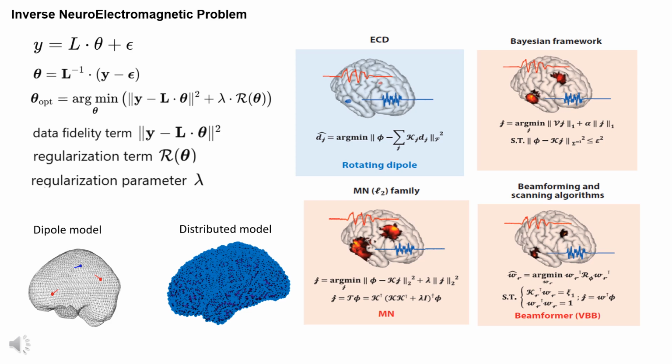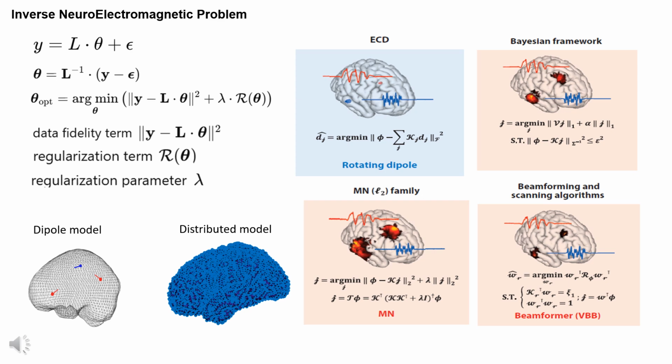From this point of view, methods to solve the inverse neuroelectromagnetic problem can generally be categorized into dipole models and distributed models based on how they conceptualize the neural sources, as illustrated in the schematic. Dipole model-based methods assume that the brain's neural activity can be represented by a small number of discrete dipoles, each with a specific location, orientation, and strength. In contrast, distributed model-based methods assume that neural activity is spread out across a large region of the brain, with the goal of estimating the continuous distribution of sources.